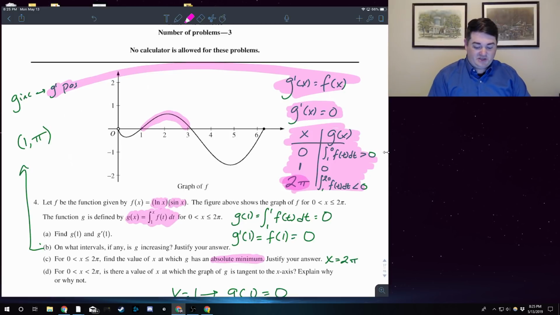As long as you've already established this, that g prime of x is f of x, which you had to do in part A, then all the work you need is pretty much shown there. You're going to say g is increasing from 1 to pi because g prime is positive.